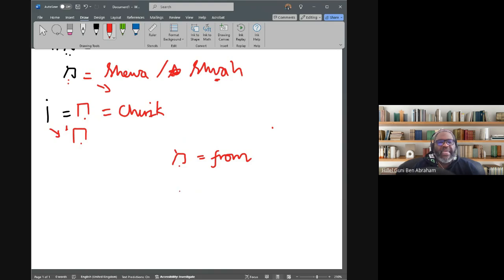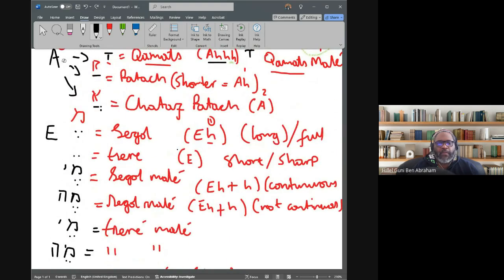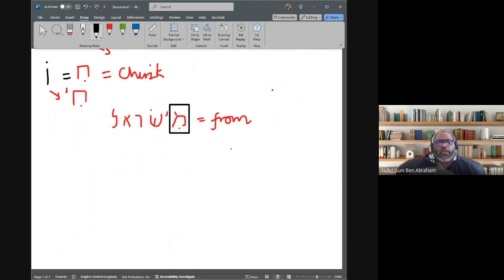For example, mi Yerushalayim, or we can say mi Yisrael. What does it mean? It means from Israel. Mi Yisrael. From Israel. Okay, so that's what the mi means. It means from. Mi Yisrael, from Israel. So we have a chirik here, which is the E sound. Pretty simple.